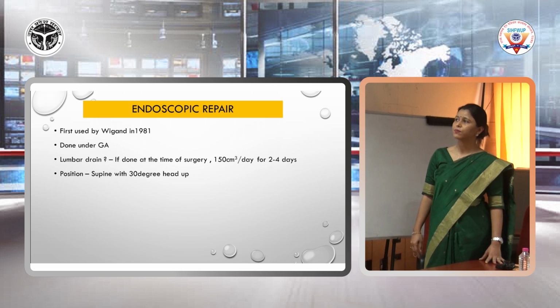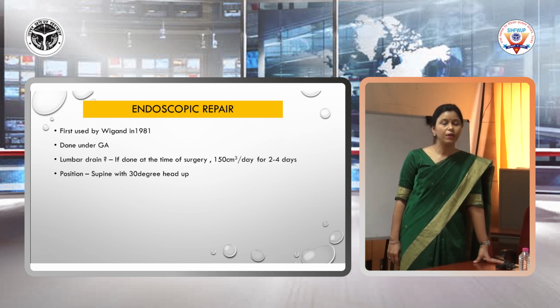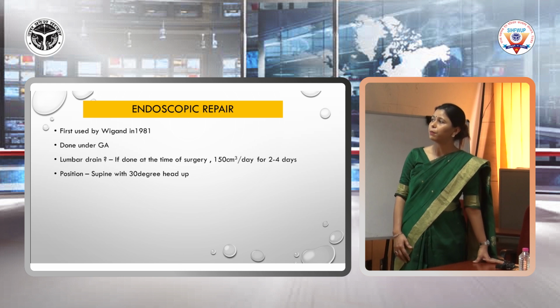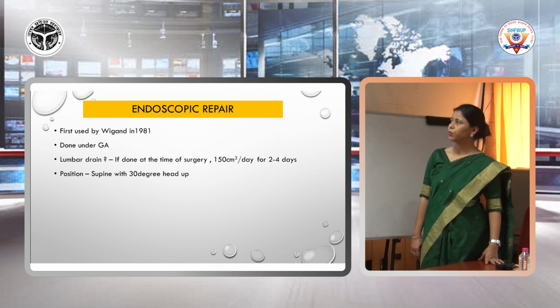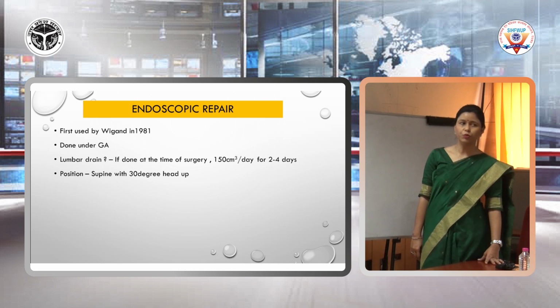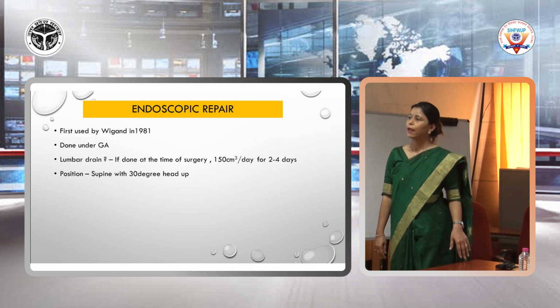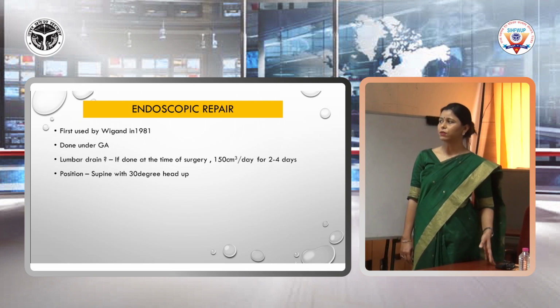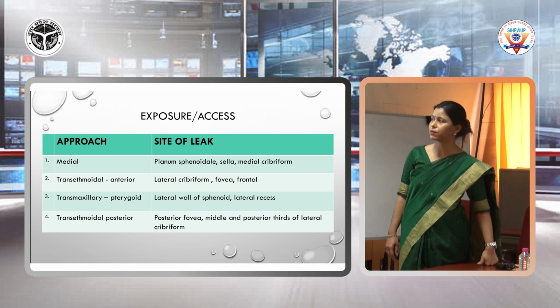Endoscopic repair was first used by Wigand in 1981. It is always done under GA. If a lumbar drain is placed at the time of surgery, then 150 cc per day is removed. Only this much CSF is removed for 2 to 4 days. The position is supine with 30 degrees head up. So, the exposures and the access.